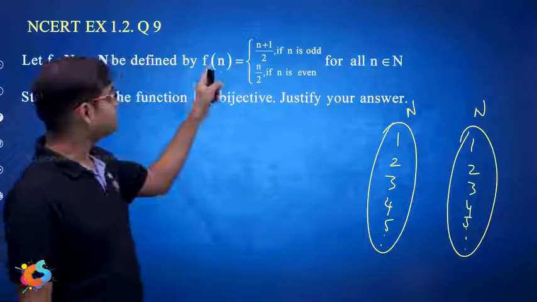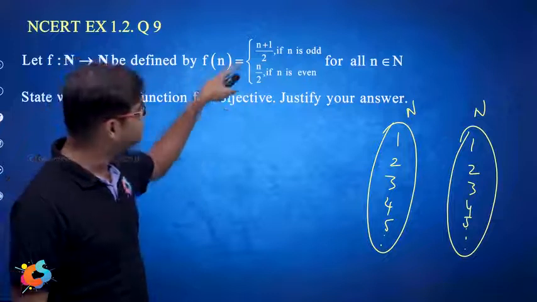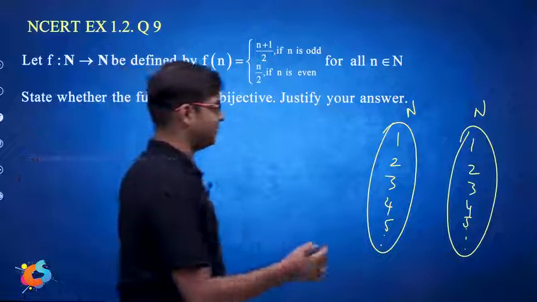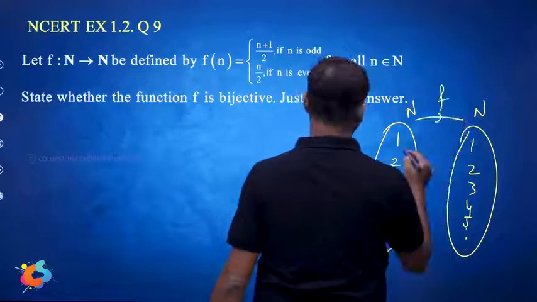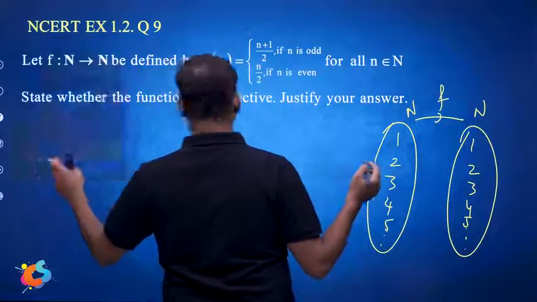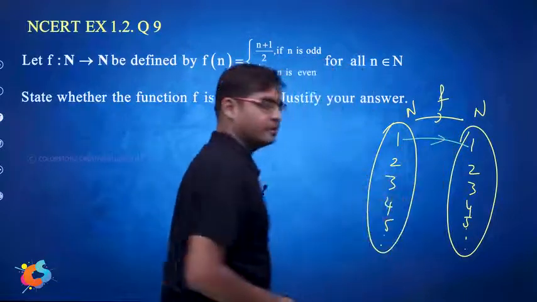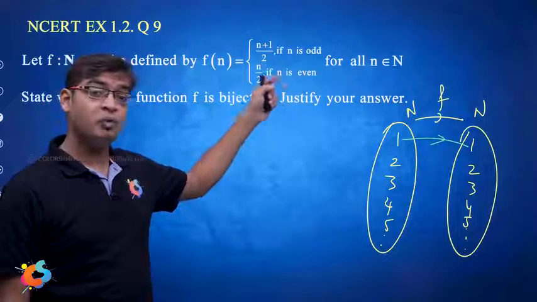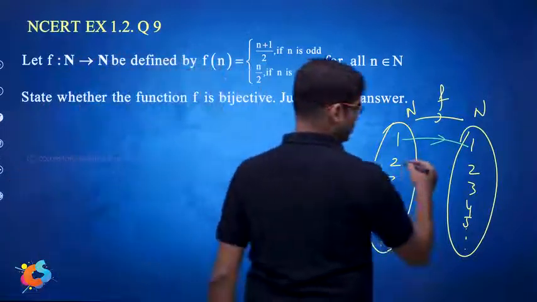1 is an odd number, so you have to use this definition. So (1 plus 1) by 2 is 1. Therefore, the mapping is like this: 1 will be mapped to 1. Now, if the input is 2, then you have to use this definition. 2 by 2 is 1. So 2 is also going to 1.